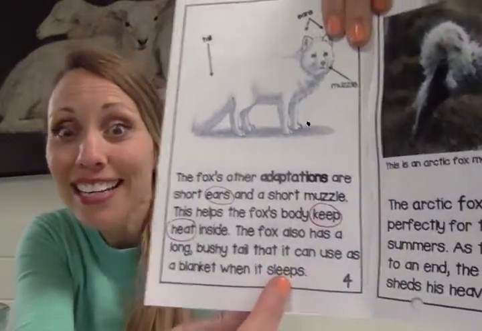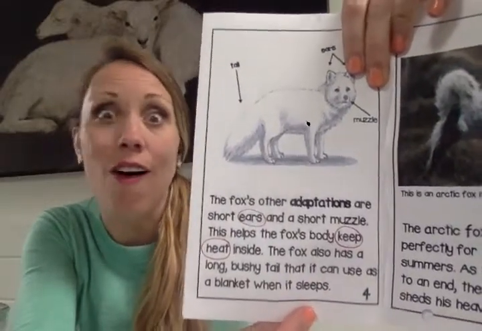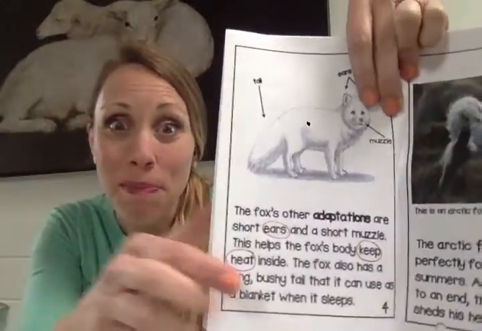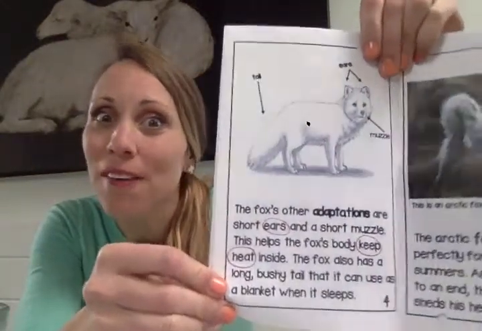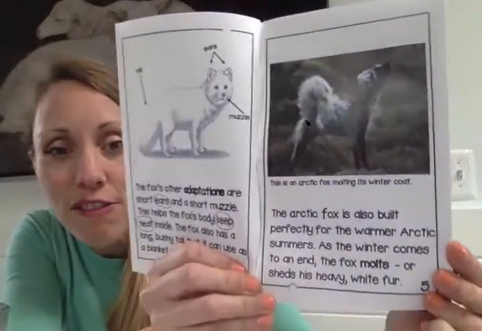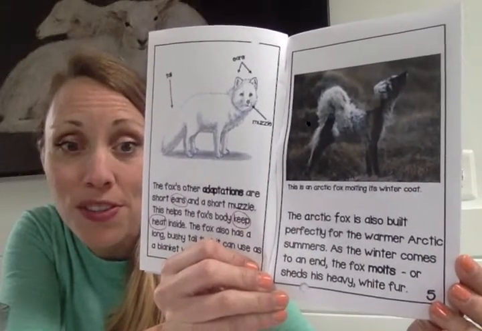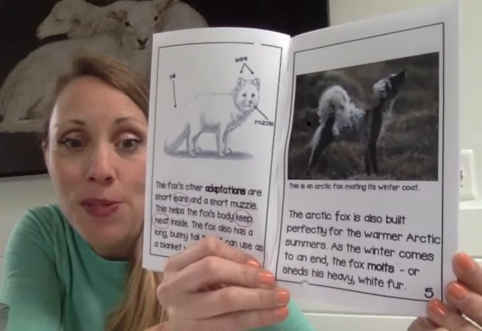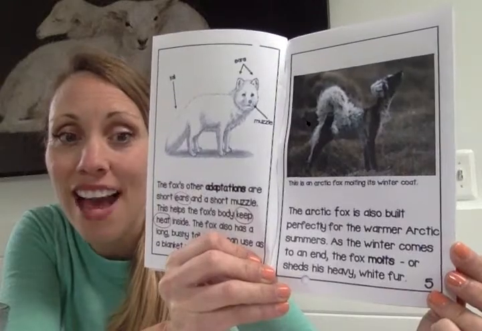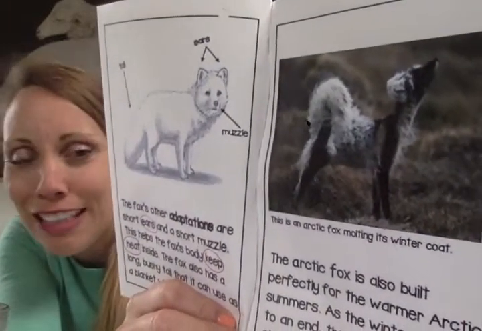There's another one. I didn't even catch them all. Guys, when you read, EE and EA are all over the place. And the more you read, the easier it's going to be to remember which are which, okay? Use that reading memory. The Arctic fox is also built perfectly for the warmer Arctic summers. As the winter comes to an end, the fox molts or sheds his heavy white fur. Look at him. Kind of crazy looking, huh?